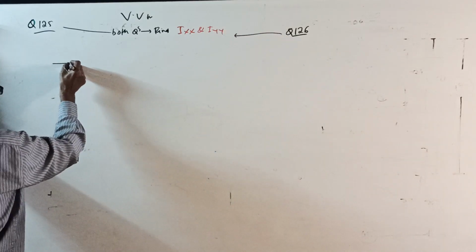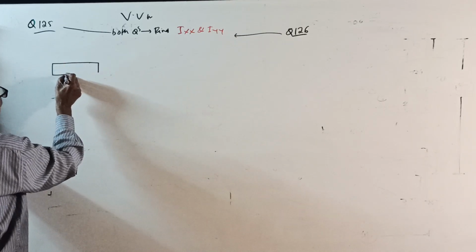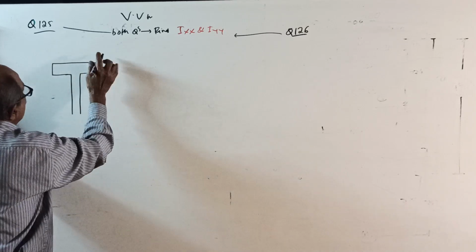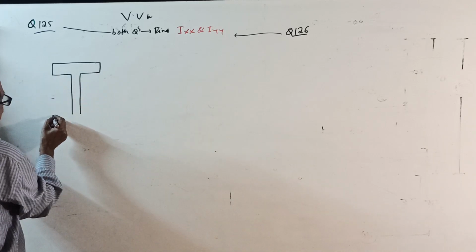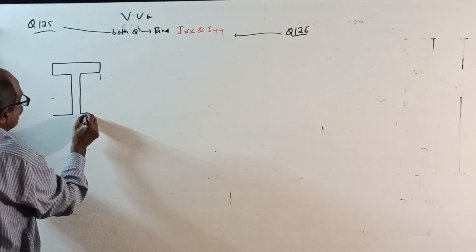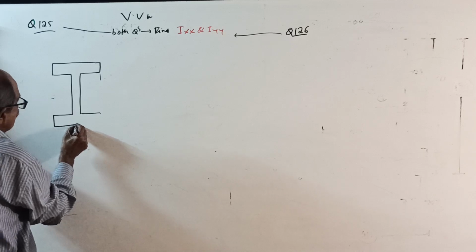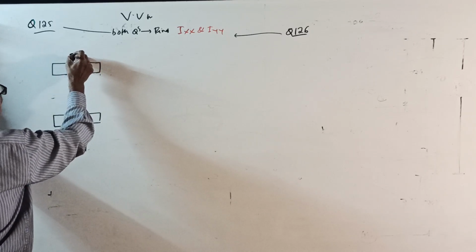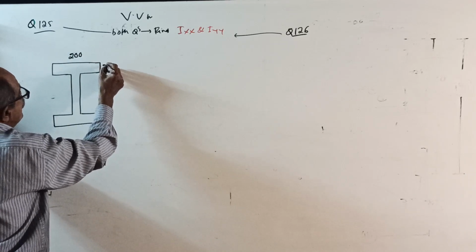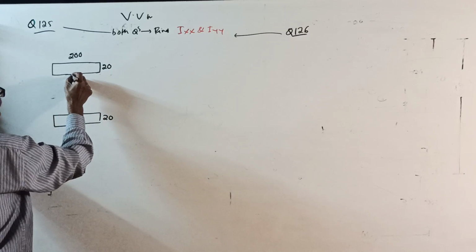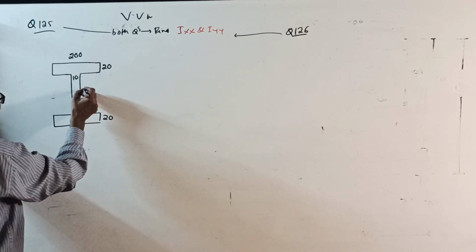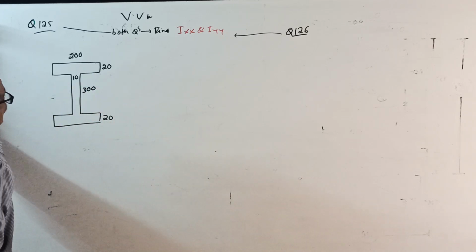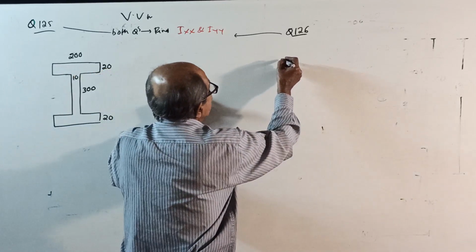Here, see. See here. Okay, done. This is 200. This is 20. This is also 20. This is 10. And this is 20, 20. Okay, 20. This is 300. This is the question. Okay, now question 126.